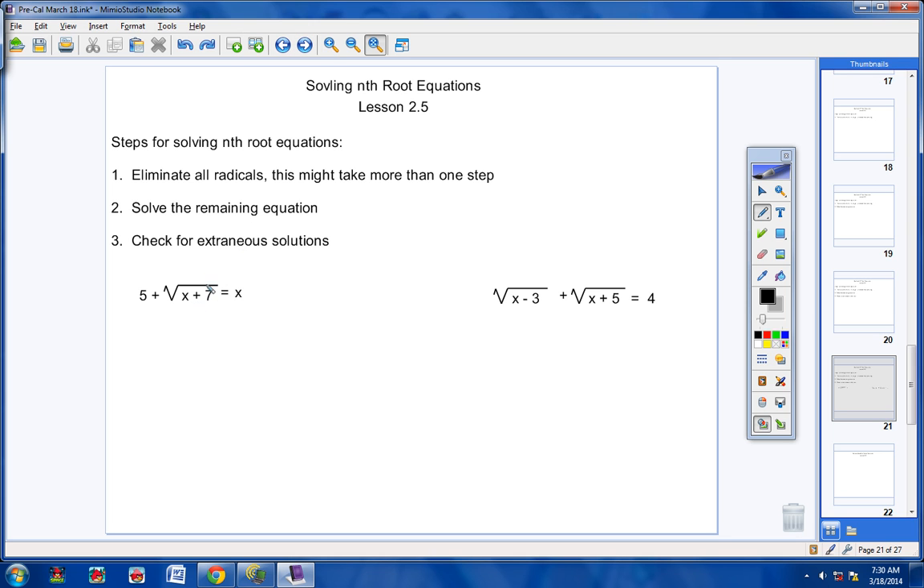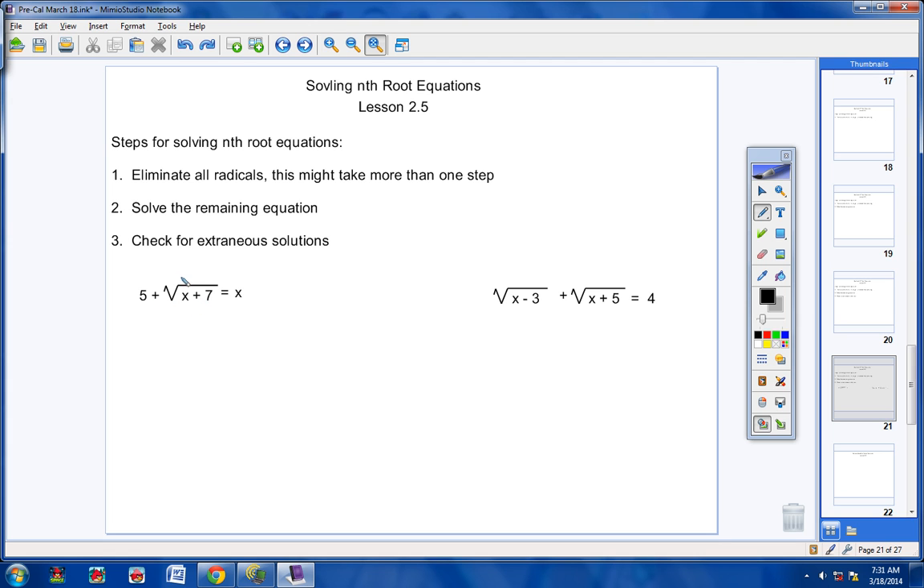All right, let's start off with this equation right here. Now, first of all, we want to eliminate all radicals. Sometimes this will take more than one step. Just like in the last equation, when I said eliminate fractions, I had to teach you how to do that. Well, I need to teach you how to eliminate a square root.